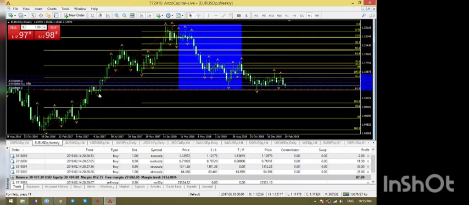Is that correct? Yes, that is exactly correct. The short-term trends are the ones that make the long-term trends. Yes, thank you. Okay, so there are some other questions.